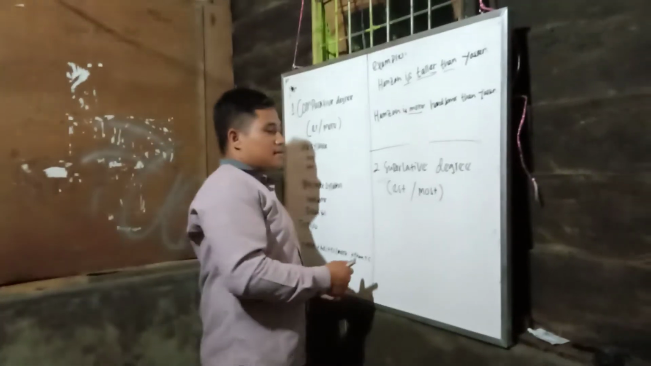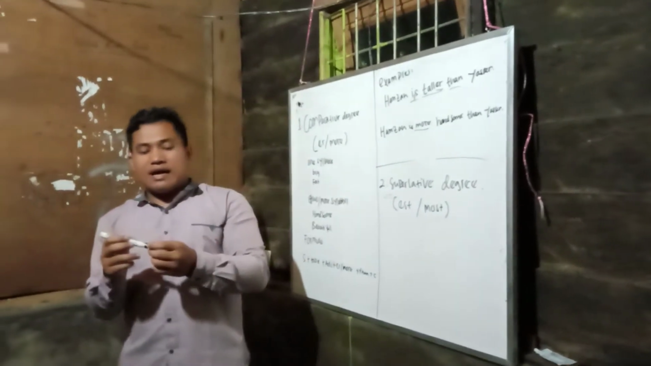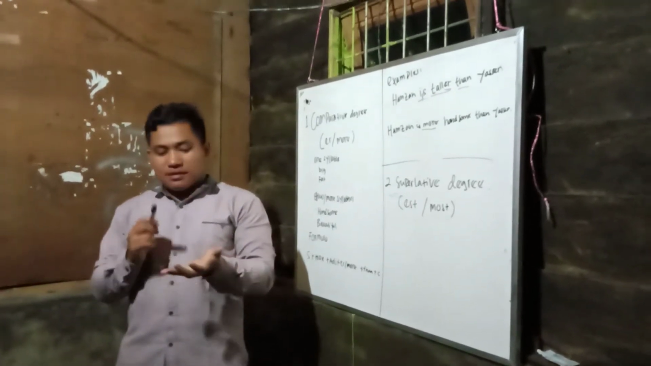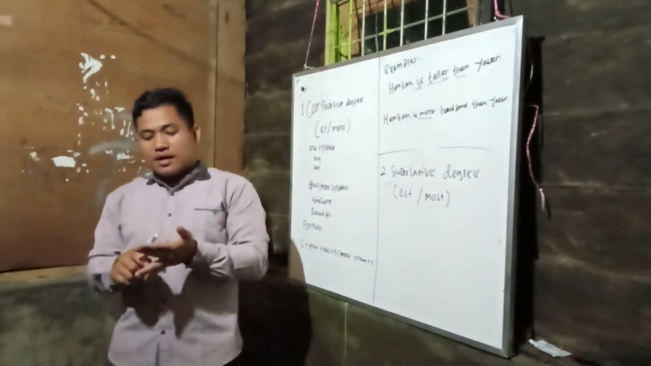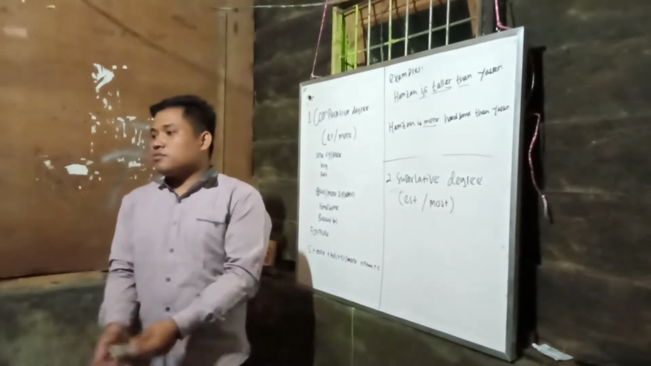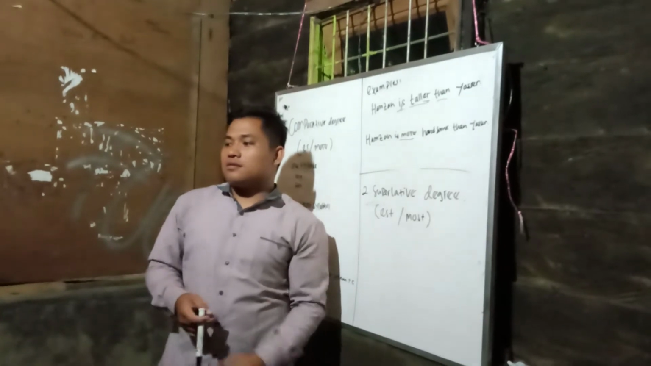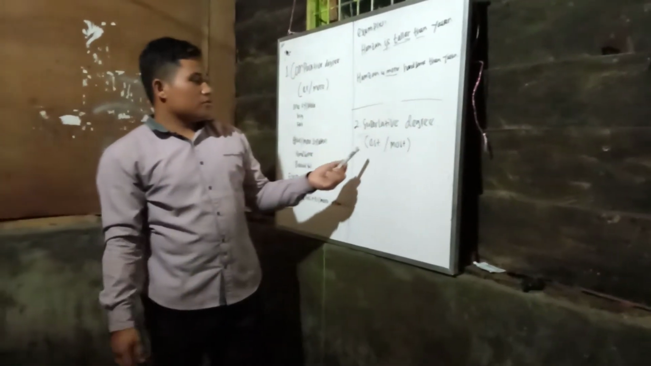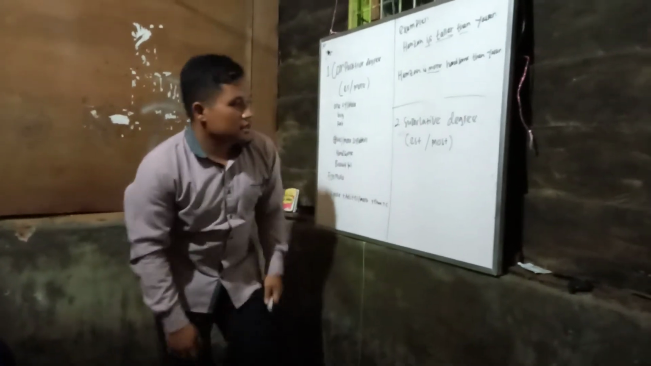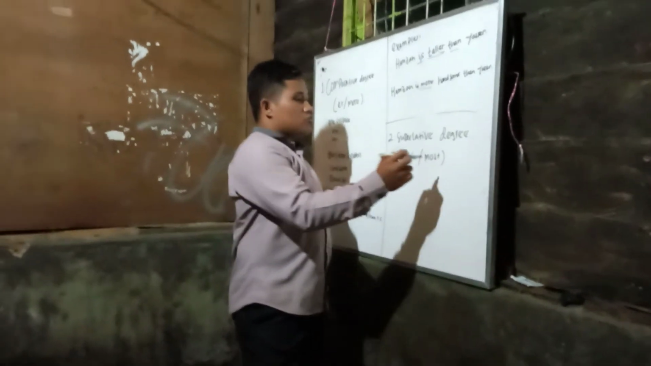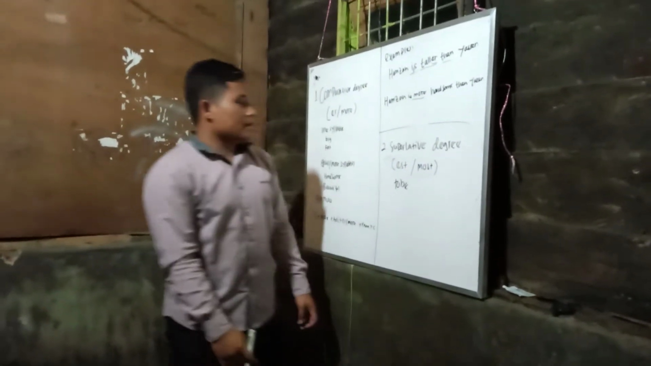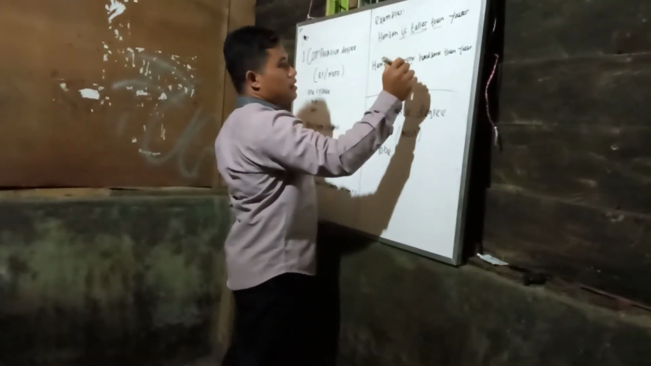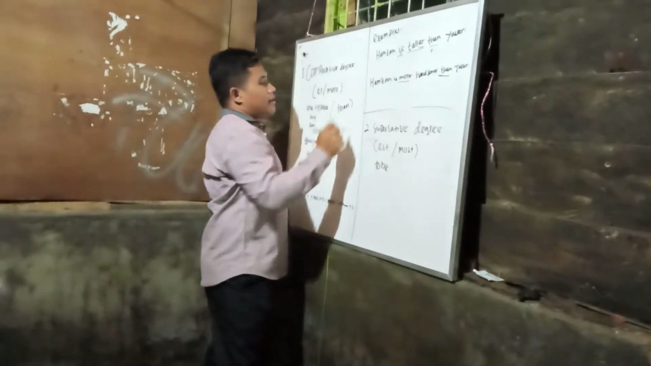Tunggu dulu, Pak. Superlatif itu perbandingan antara satu dengan yang lain, lebih dari dua. Sudah lebih dari dua, artinya bisa kita bandingkan them, us, maupun seisi dunia ini, tidak masalah. Jadi penggunaan di antara yang dua ini masih sama, dan pakai juga to be-nya. Dan di sini pakai the ya.